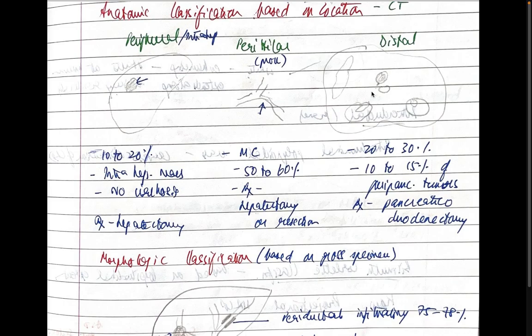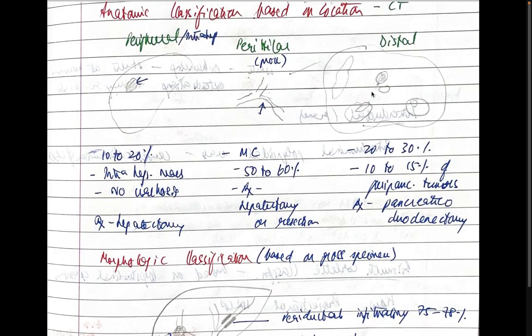Cholangiocarcinoma. The anatomical classification is based on its location by the CT scan. You have peripheral, perihilar, and distal. So the proximal one is also called the perihilar one, and the peripheral one is also called intrahepatic. Intrahepatic is in 10 to 20%. The most common one is the perihilar, which is 50 to 60%, and the distal one, which is near the pancreas, is 20 to 30%.